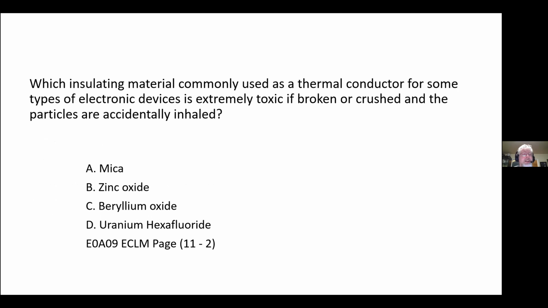Which insulating material commonly used as a thermal conductor for some types of electronic devices is extremely toxic if broken or crushed and the particles are accidentally inhaled? A, mica. B, zinc oxide. C, beryllium oxide. Or D, uranium hexafluoride. Charlie. They all sound really dangerous, but Charlie is correct.